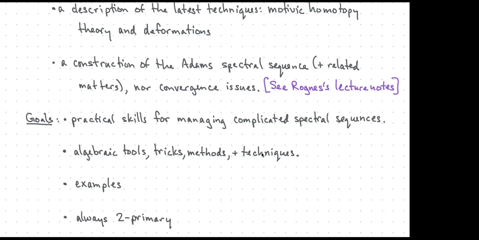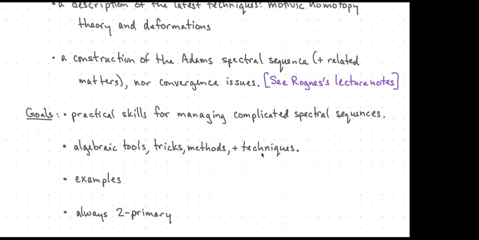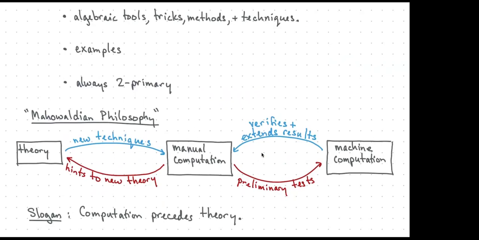Okay, so before we actually get into all of these practical skills, let me give you a slightly bigger overview of how I see this computational aspect of stable homotopy theory. My view of this is what I call a Mahowaldian philosophy, and it's indicated in this diagram that I've drawn here. There are 3 components to this philosophy. There's theory, there's manual computation, and there's machine computation. Each of these 3 parts feeds on and interacts with the other parts.